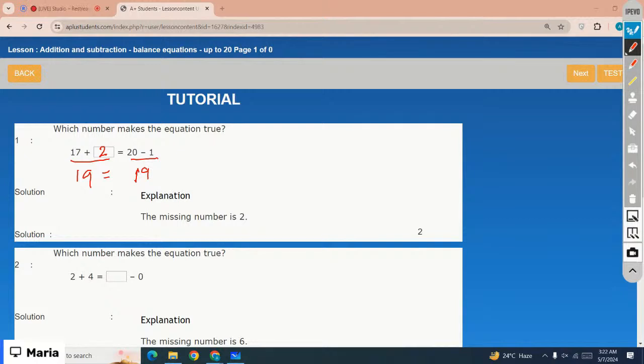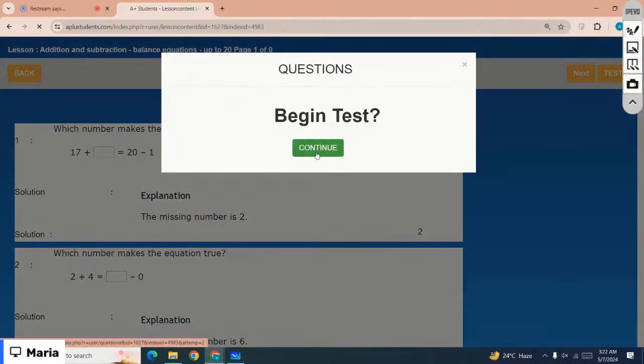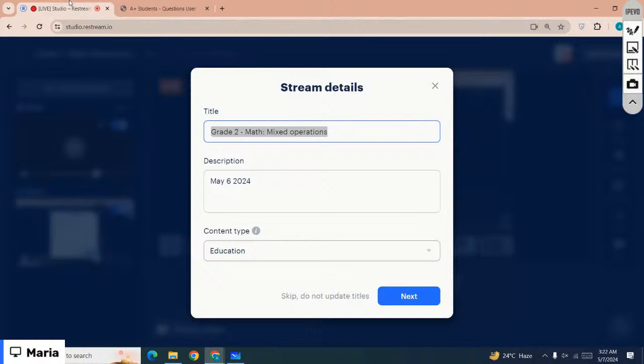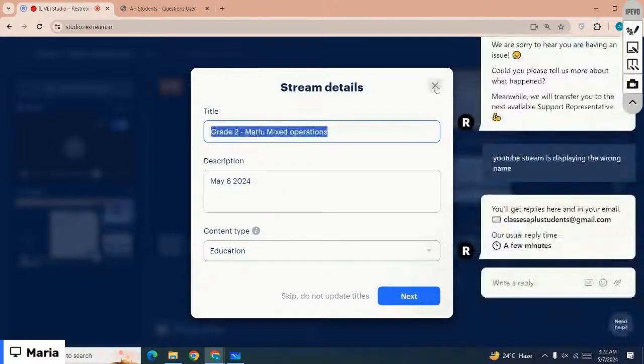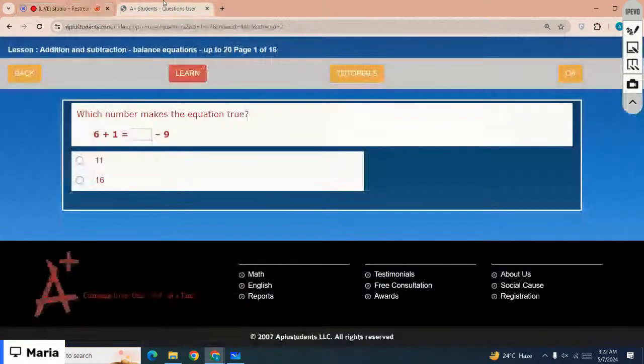Okay, let's just start with the test questions. Okay, which number makes the equation true? You have to see which one makes the equation true. First, solve the one.